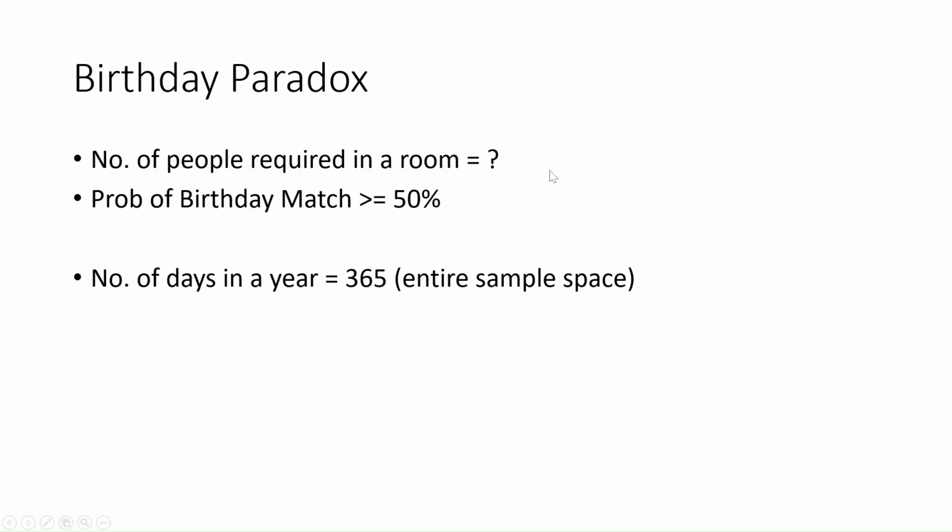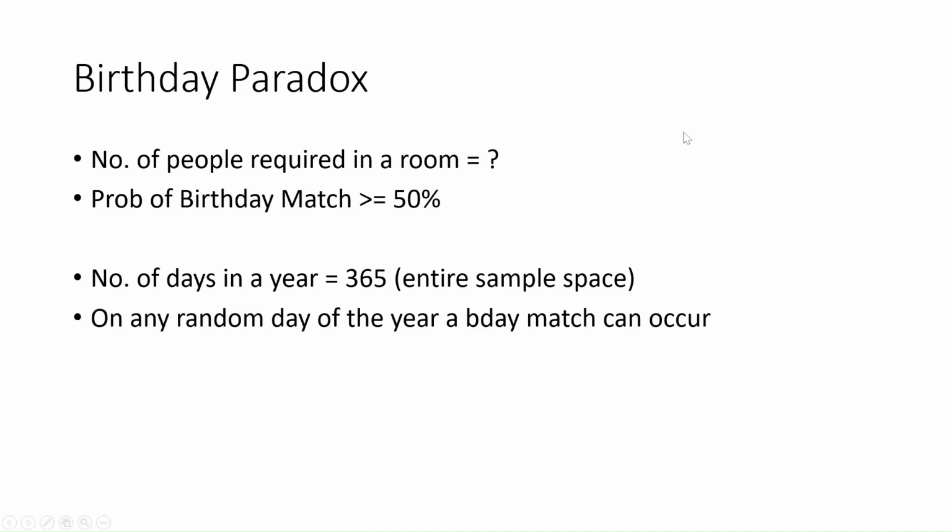So we start with 1 year, and in 1 year we have 365 days. We are ignoring leap years. So the entire sample space which is available for overlapping is 365 days. Now let's assume that two people are randomly picked, and their birthdays can match only on one particular day of the year.